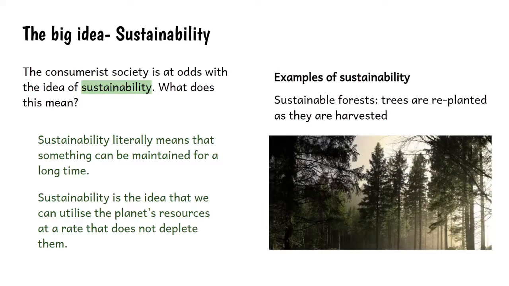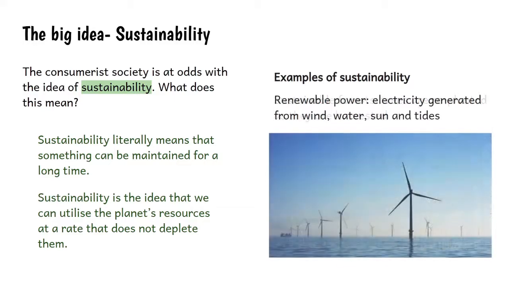Some examples of environmental sustainability might include a sustainable forest. This is a forest in which the rate at which the trees are cut down is the same as the rate at which they are planted. So in other words, the forest doesn't shrink in size. Another example might be renewable power. Renewable power can go on and on and on. We're not using up any of the Earth's resources, so it is said to be sustainable as well.